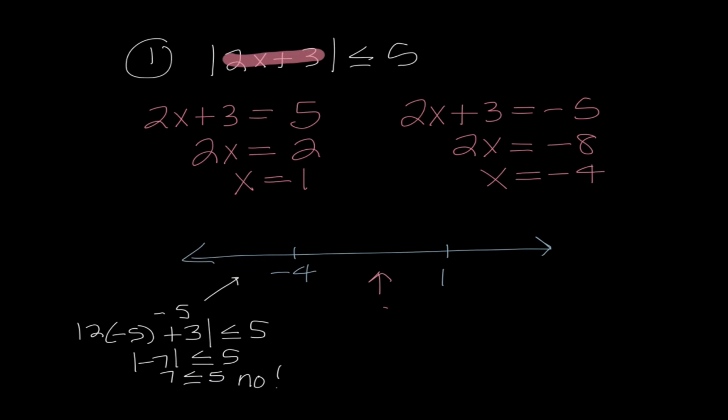Now I'm going to choose a point in between. 0 is by far my favorite point because it's the easiest to substitute in. So I substitute that in, and I get the absolute value of 3 is less than or equal to 5. Is 3 less than or equal to 5? Our answer is yes. So that tells me everything between negative 4 and 1 are going to be solutions.